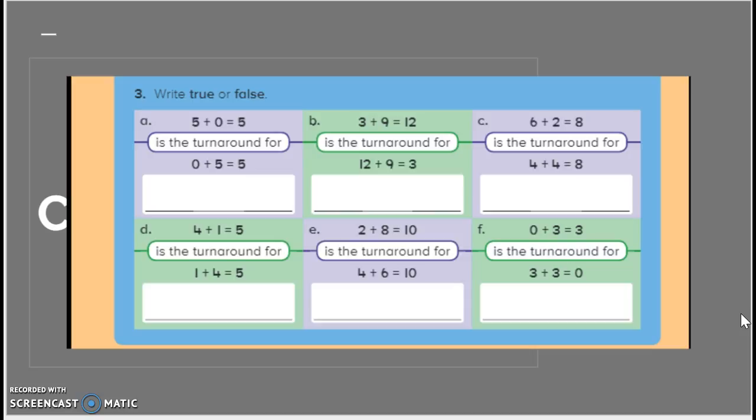Number 3, or section 3 on page 35, the directions say, write true or false. So for A, it says 5 plus 0 equals 5. Is that true that that equation, 5 plus 0 equals 5, is the turnaround for 0 plus 5 equals 5? If you think those are matching turnaround facts, write true. If you do not, write false.